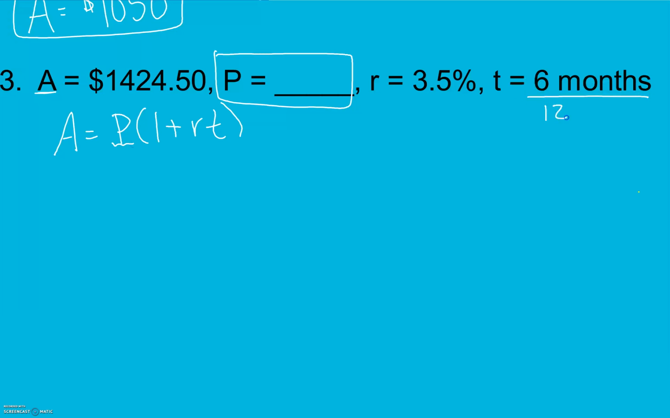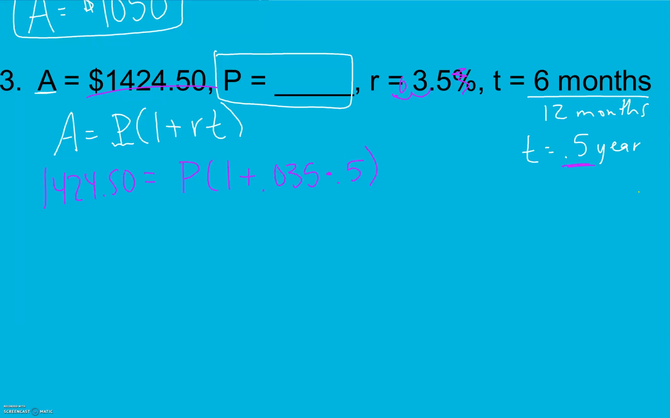6 months out of 12 total months in a year gives us time to be half of a year, or 1/2. So let's plug in what we know. A, 1424.50. 1 plus my rate as a decimal, 2 places. And my time in terms of year, 0.5.